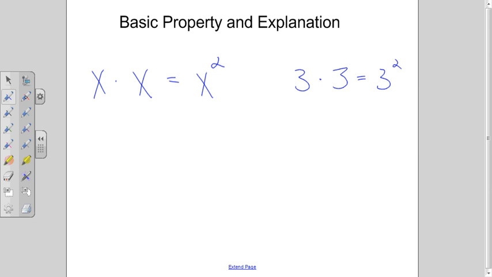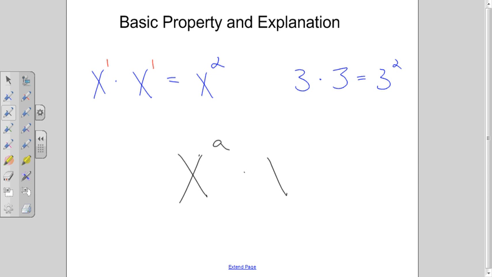Okay, so if you notice here, what is happening? We have x to the first and x to the first becoming x to the second. So it stands to reason that maybe what you're doing is you are adding those exponents. In fact, you are.